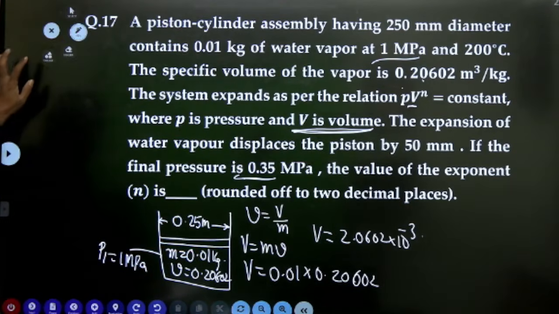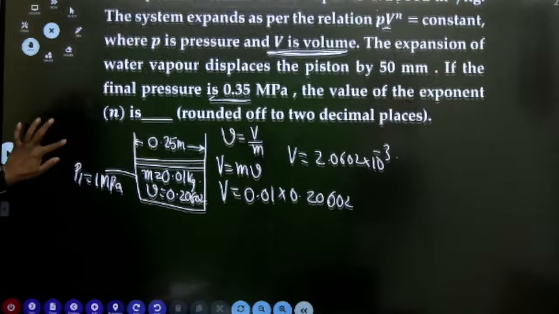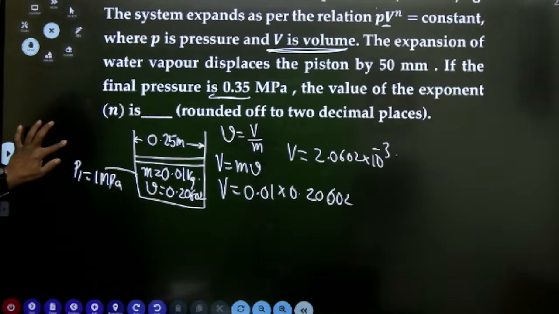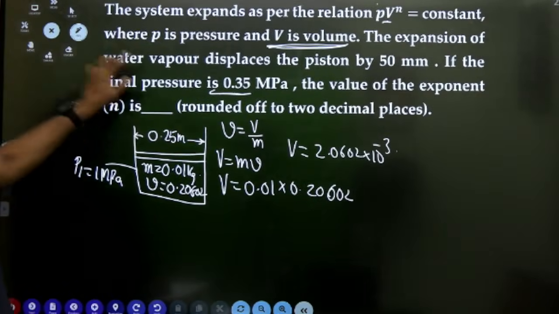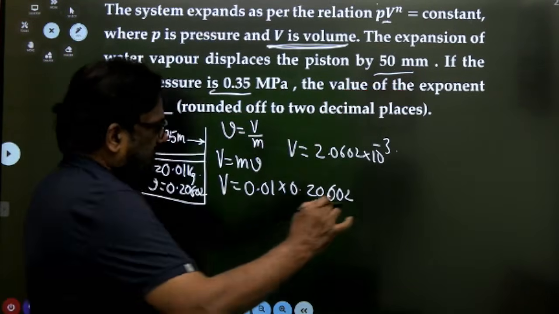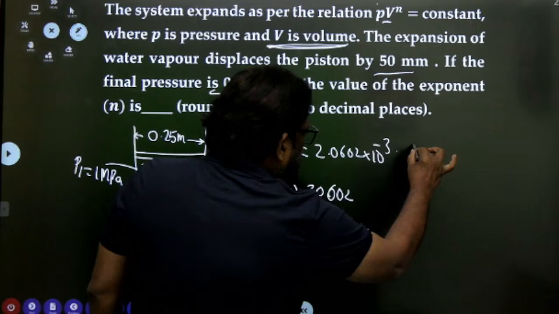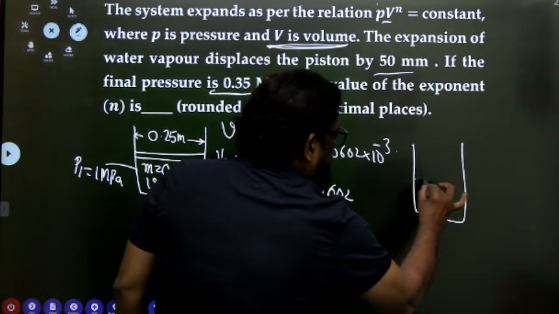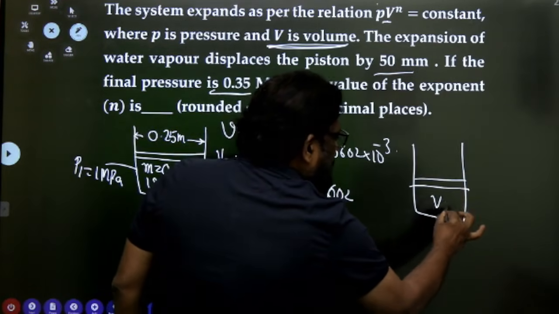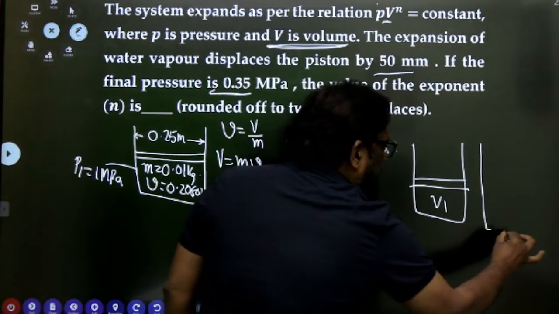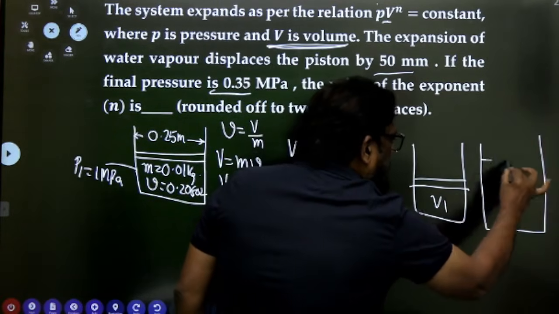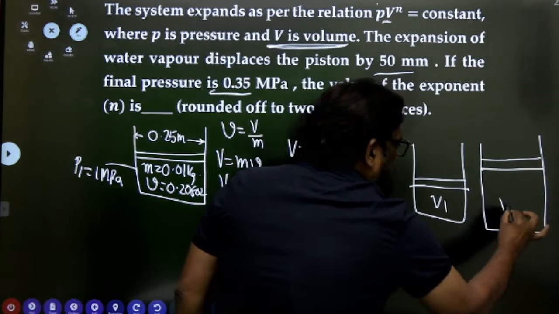So therefore क्या करे सर? अब देखो एक सेकंड. The piston displaces by 50 mm. Let's see the final position. एक बार final position देखना. Initially ऐसा था and initial volume is known. Now finally एक बार देखो, ये वॉल्यूम है सर.